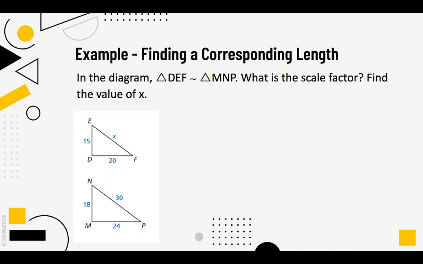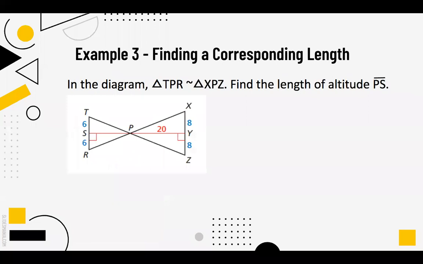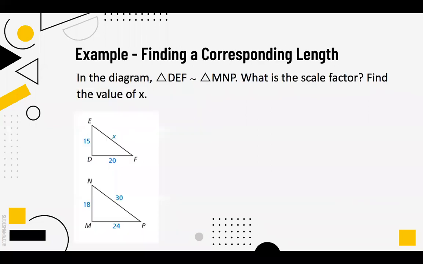I'm going to give you about 1 minute. Okay, so when we look here, it says triangle DEF is similar to triangle MNP. So what's the scale factor? Oh, sorry, y'all. The similarity statement is giving us our order of comparison. So we need to find the value of X.